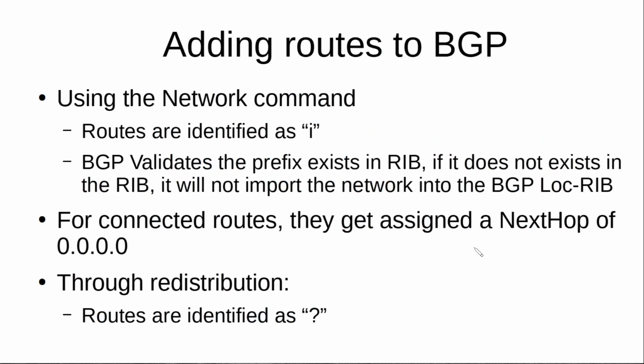So how do you add routes into BGP? You can use the network command, where the routes are identified as I, or internal. In order for this to happen, BGP will have to validate whether the prefix you're using with the network command exists in the routing table. If this prefix does not exist in the routing table, it will not import this network into the BGP RIB, that is known as the local RIB. For connected routes, BGP will assign a next hop of 0.0.0.0. That happens with any protocol. And you can also inject routes using redistribution, where routes are identified with a question mark.